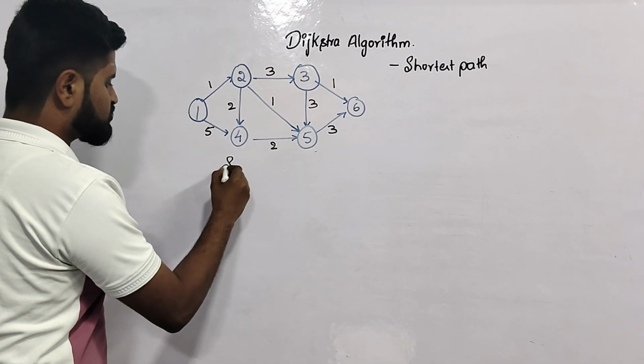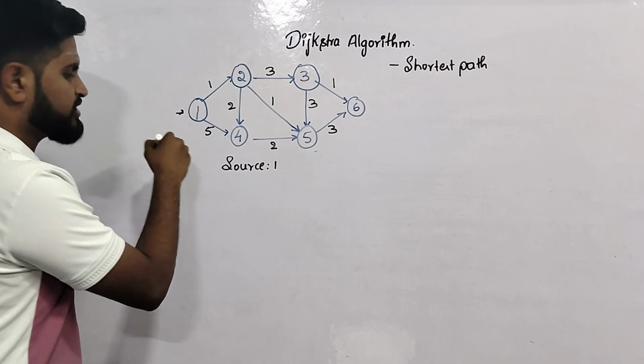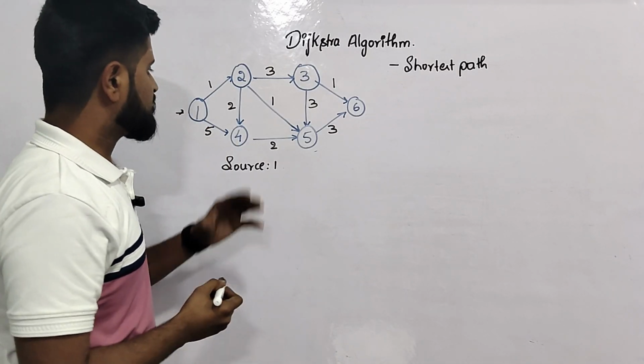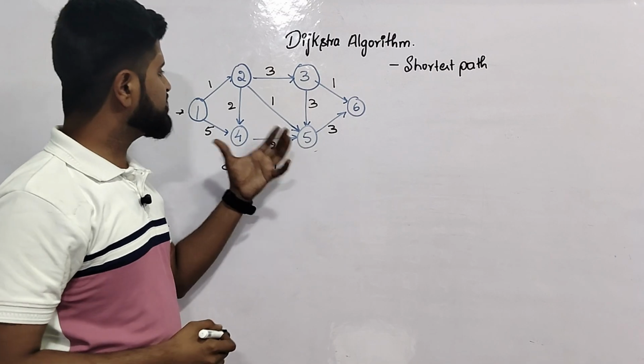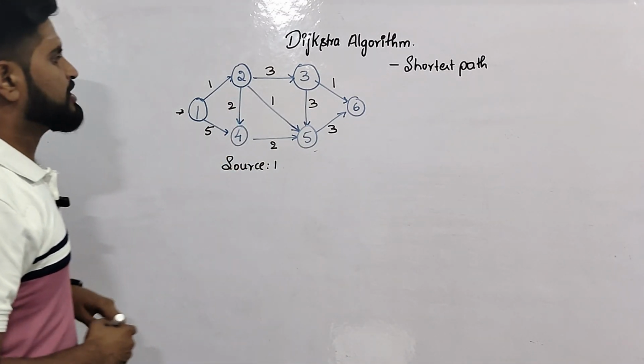Now let's select the source node here. So here I will be selecting 1 as the source node. You can take any other node, or else in the question itself they will give you some node that you must take as the source node. Now let's proceed with the problem.